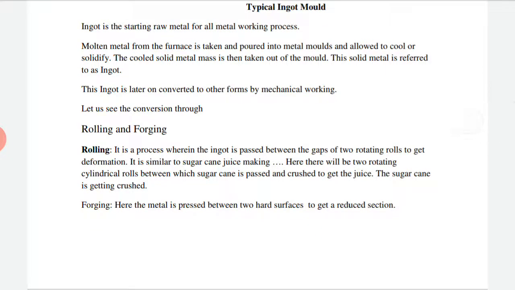Rolling. It is a process wherein the ingot is passed between the gaps of two rotating rolls to get deformation. It is similar to sugarcane juice making. Here there will be two rotating cylindrical rolls between which sugarcane is passed and crushed to get the juice. The sugarcane is getting crushed.